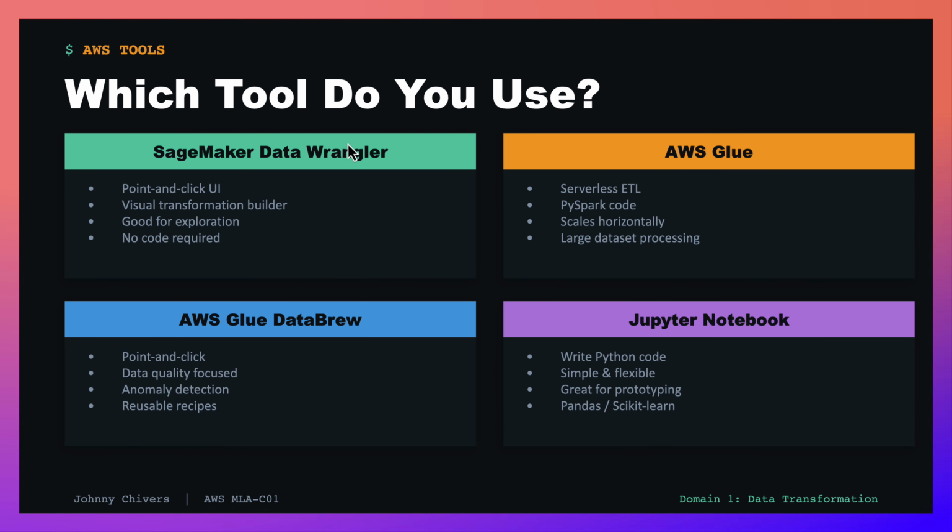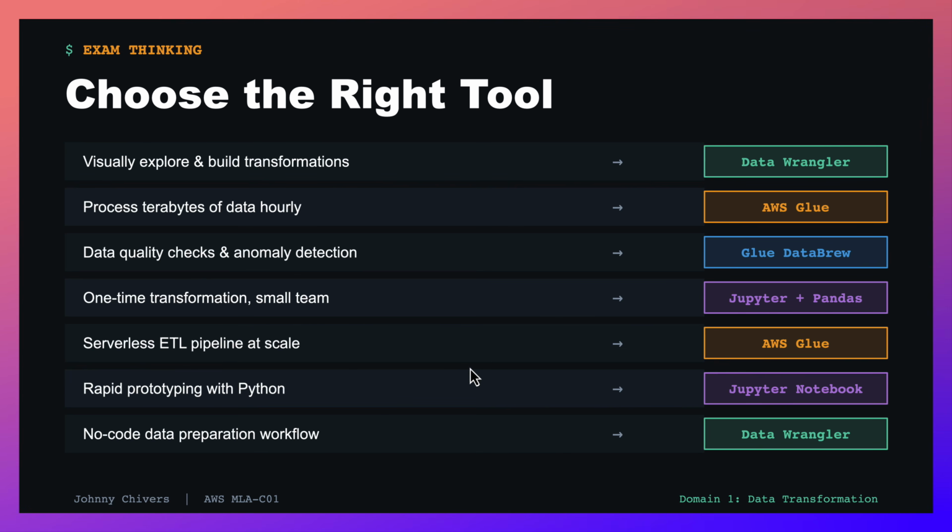What is SageMaker Data Wrangler? What is AWS Glue? What is AWS Glue DataBrew? What is the Jupyter Notebook? And when do I use them? Serverless ETL, I use Glue. When I want to do a point and click UI inside SageMaker, I use Data Wrangler. When I want to look at more data quality focused things with a point and click motion, I use Glue DataBrew. When I need a flexible notebook to write Python code, I'm going to the Jupyter Notebook. Those are the types of questions for the exam.